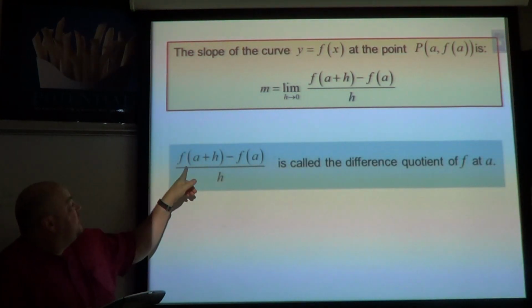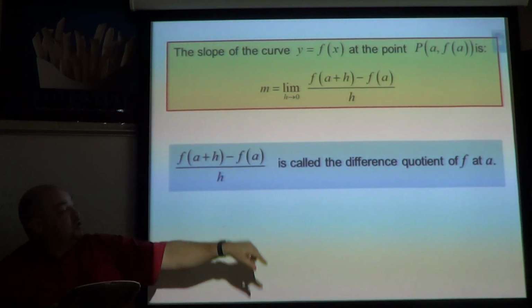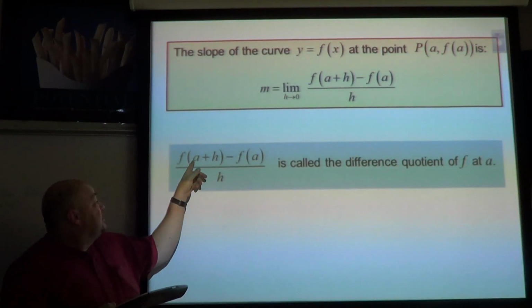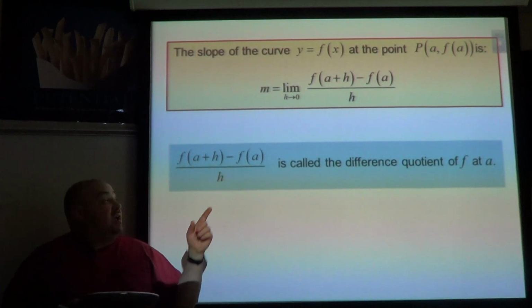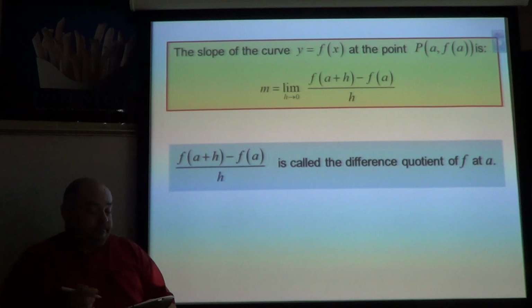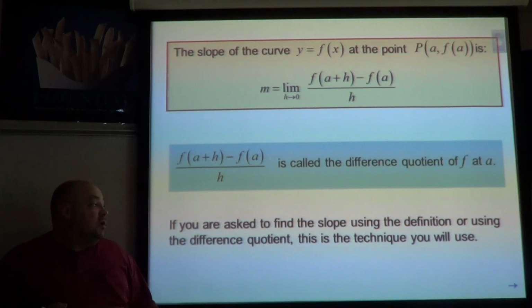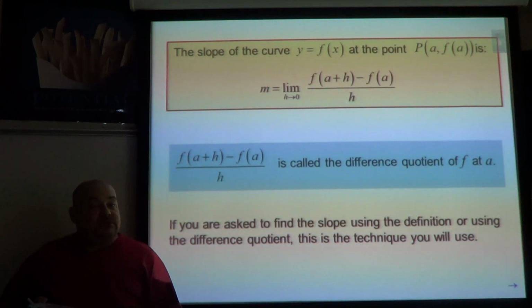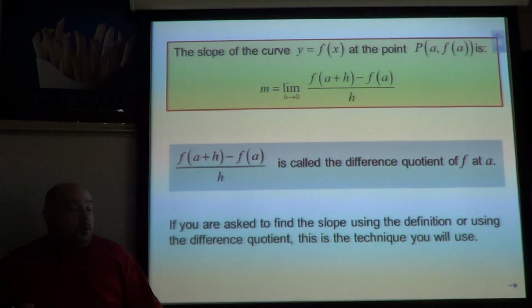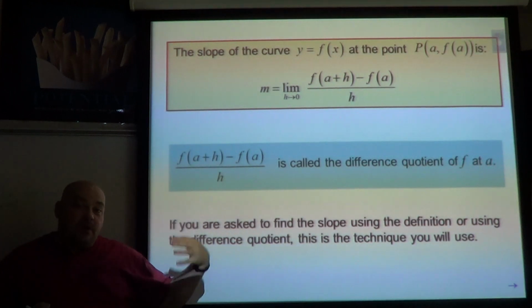All right, and we've already talked about the fact that this is called the difference quotient, and in this case it's specifically called the difference quotient of f, since that's the function we're dealing with, at a, since that's the value we're plugging in. That could easily have just been x. In that case, it's just the general difference quotient of f. So if you're asked to find the slope using the definition of slope, of instantaneous rate of change, or using the difference quotient, this thing up here is what you're going to use. You're going to use that limit as h approaches 0 of the difference quotient.